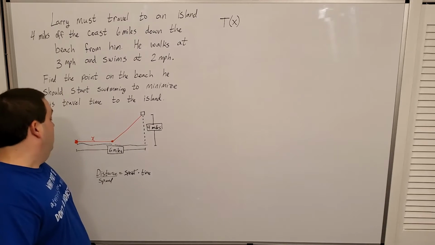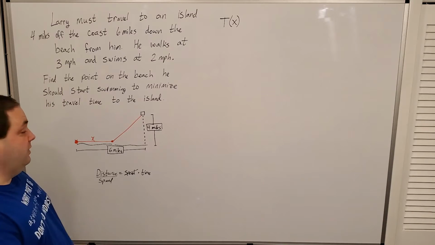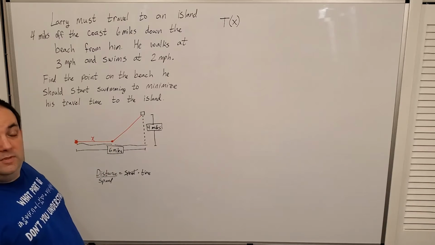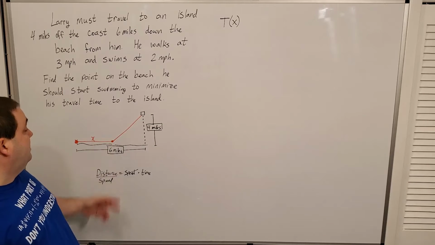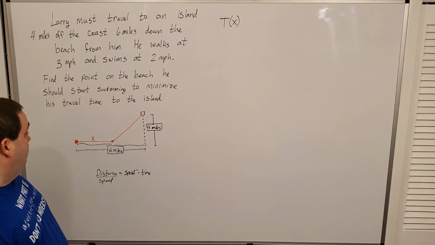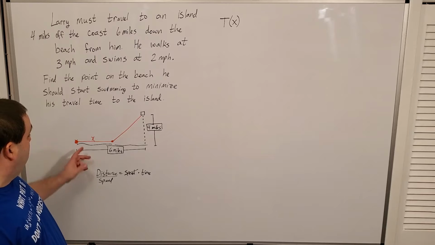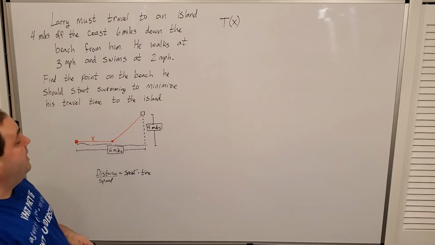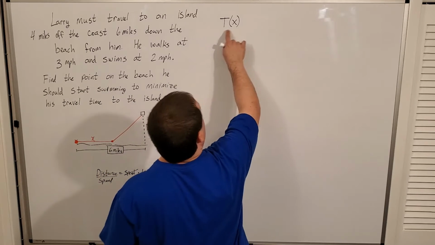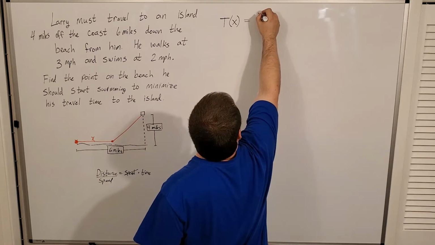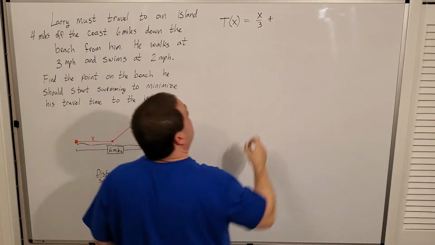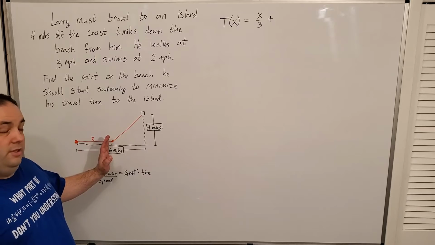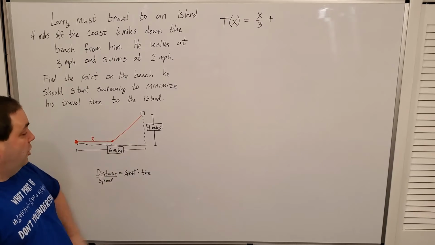Okay, so for the first leg of the trip, he's traveling x distance, right? Simple as that. He's traveling a distance of x. So then that measurement is just going to be x divided by 3, right? So here, t of x is x divided by 3 plus. That's the amount of time it's going to take for him to traverse the beach leg of the journey.